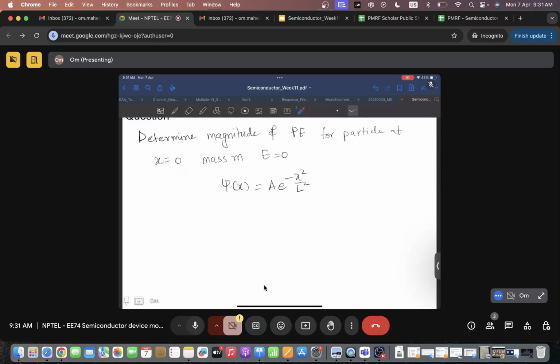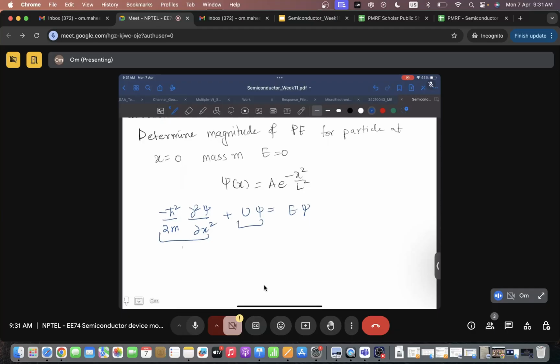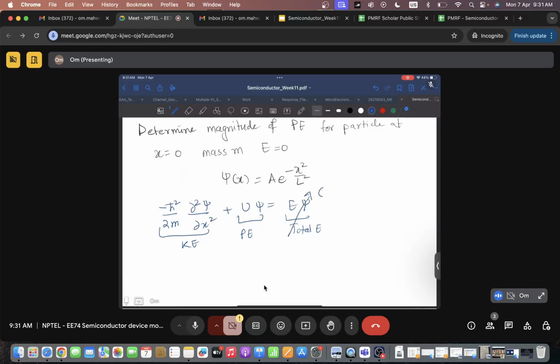Okay, so to solve this, let's first see the Schrodinger's equation again. Your Schrodinger's equation is minus h cross square by 2m, and so on. Now the question says you have to find the potential. This is kinetic energy, this is potential energy, right? And this is your total energy. Now it is said the total energy is zero. This means this part is zero.